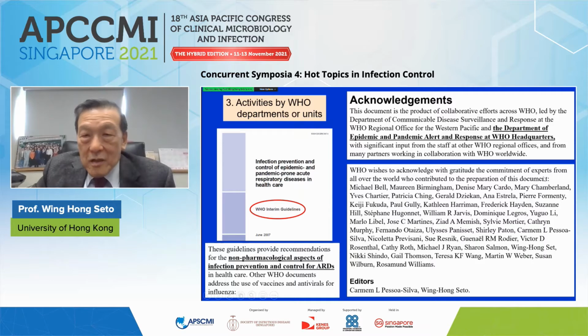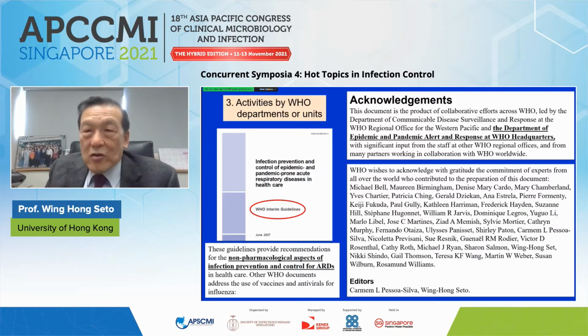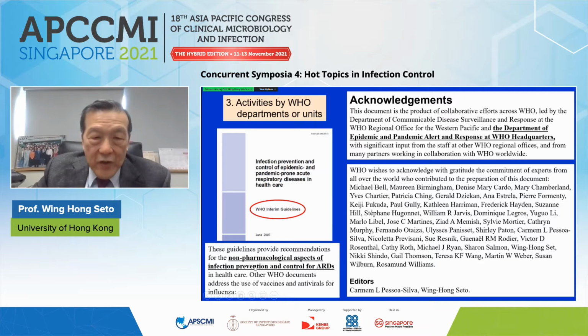But just to note that it is run by a department. That is, of course, the whole Western Pacific region, but it's the Department of Epidemic and Pandemic Alert and Response at WHO headquarters. So this is the third way in which WHO links up infection control. They get a department, and then they think that ARD is very important and needs a guideline, and so they started this guideline. So in fact, we work on this guideline. They call it the non-pharmacological aspect of infection prevention and control. There you are, infection prevention and control is linked to a specific group of diseases, but now it is done by a definite department.